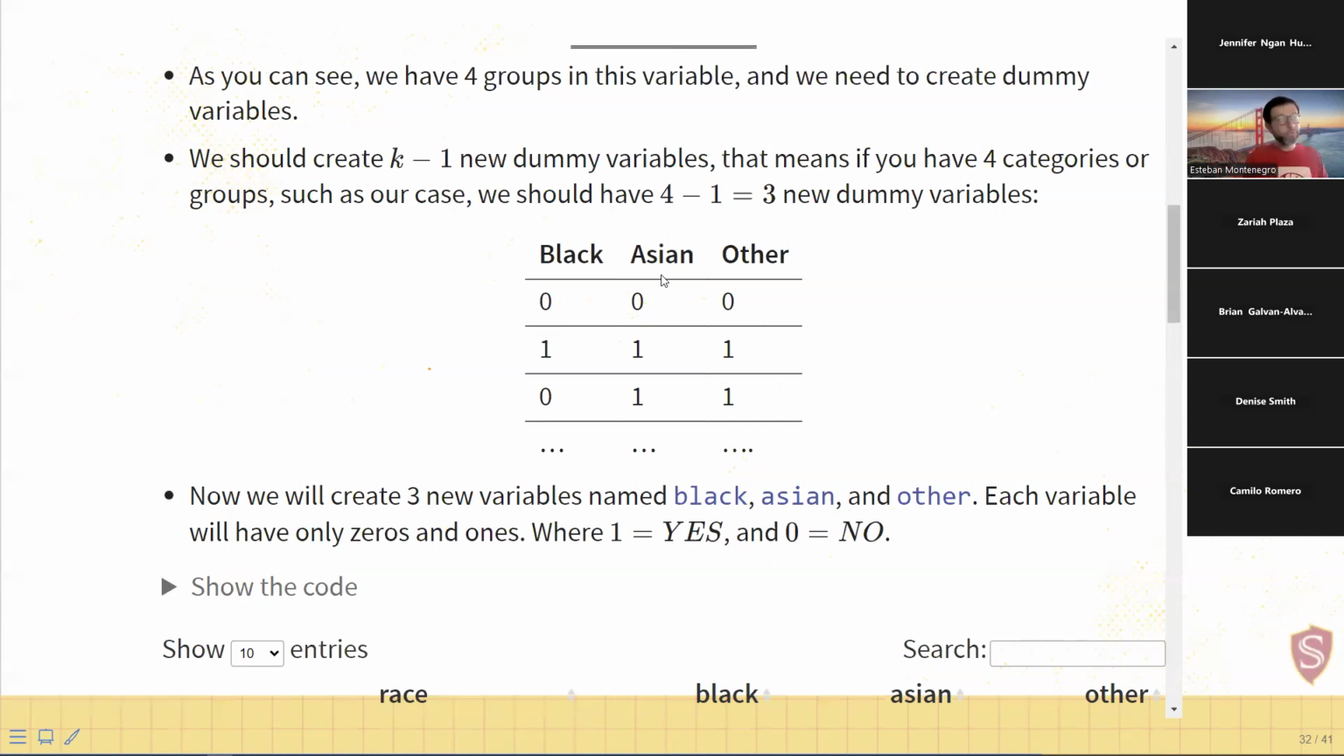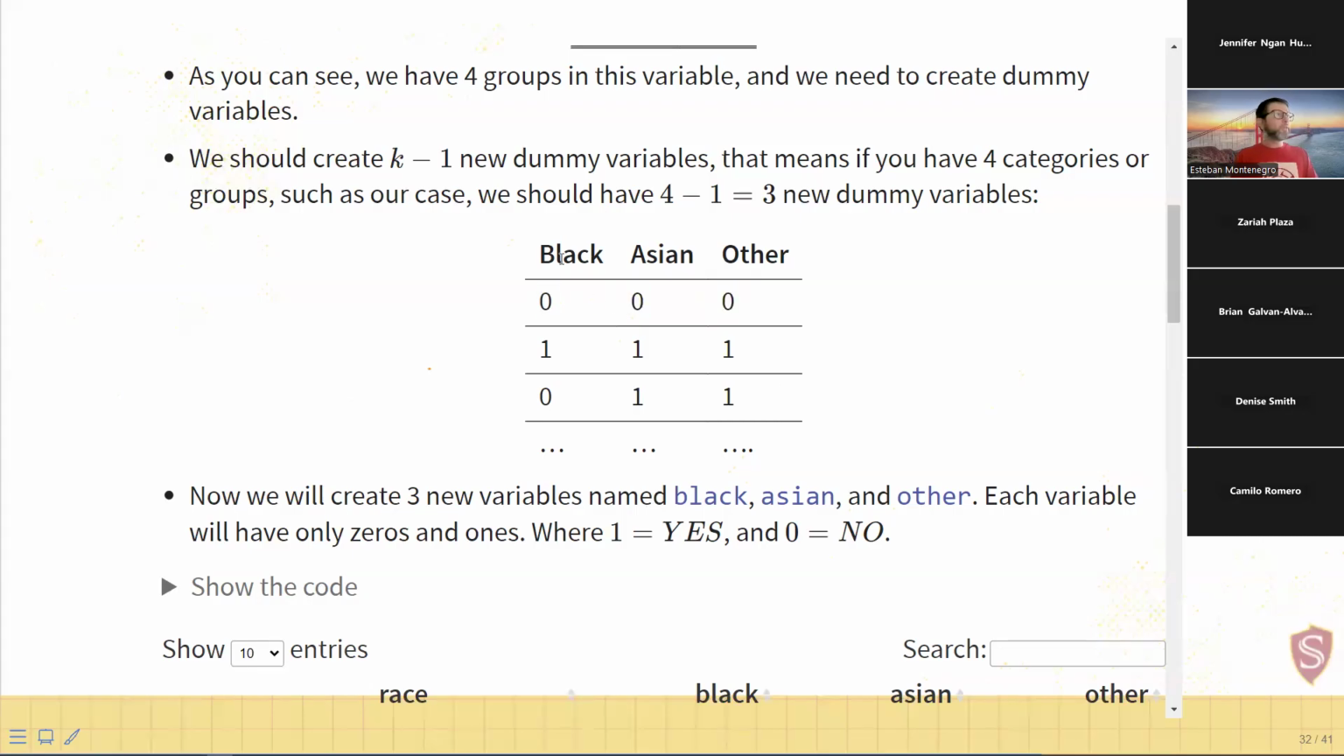The same for Asian. If somebody says, I'm Asian, that person is going to be one. Otherwise, it's going to be zero. And if that person says other, other racial identification, that one is going to be one. Otherwise, zero, right? When that happens, white is going to become 0, 0, 0.